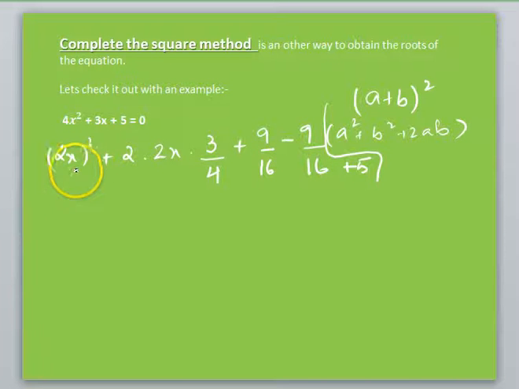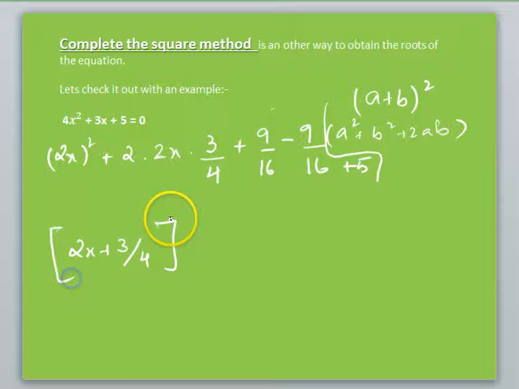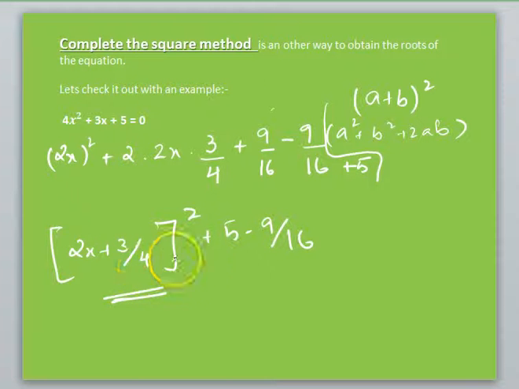Now my a square plus b square plus 2ab will turn into a plus b whole square. So a little bit of rearranging here will lead to 2x plus 3 by 4 whole square plus 5 minus 9 by 16 equal to 0. This is what I mean by the complete square method. I just need to evaluate this term, put a root over this term, cancel the square on both sides and then evaluate for my x. This is as simple as that.